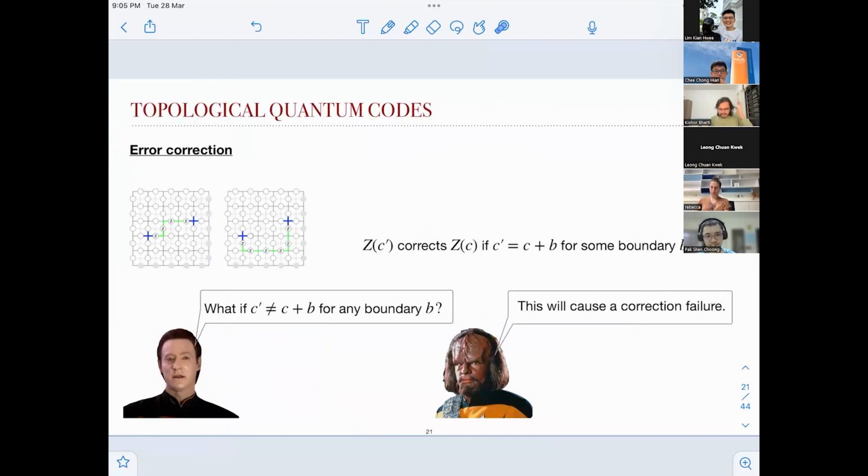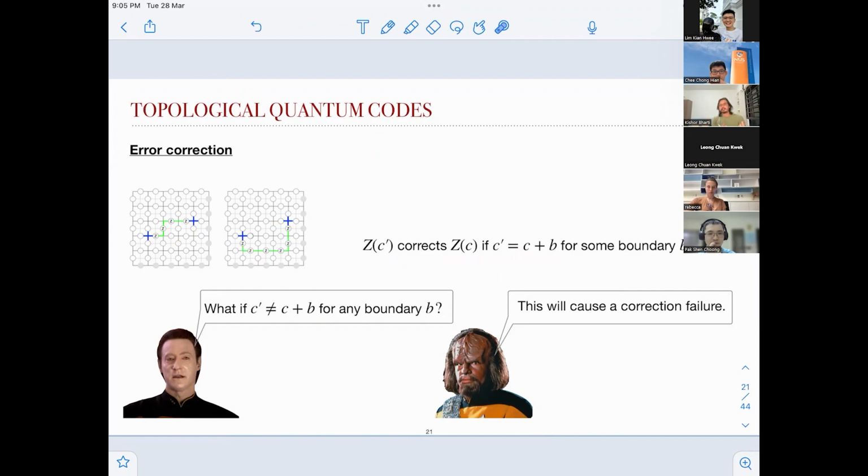So error correction is the job where, let's say you had some error, and we discussed that if you perform a correction operator such that overall they form some stabilizer, or you could say a boundary, then you will be able to correct it. So basically, ZC prime will correct ZC, where C prime equals C plus B. So now you see how everything is fitting.